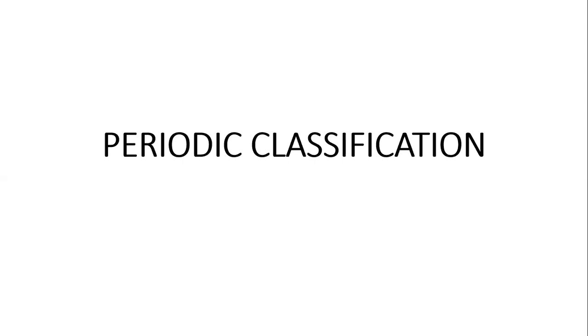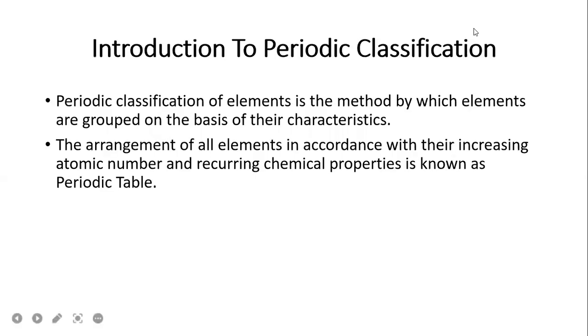Our topic is periodic classification. So today we are going to discuss the periodic classification. So let's start with the introduction to periodic classification. Periodic classification of elements is the method by which elements are grouped on the basis of their characteristics. It's simply the arrangement of all elements in accordance with their increasing atomic number.